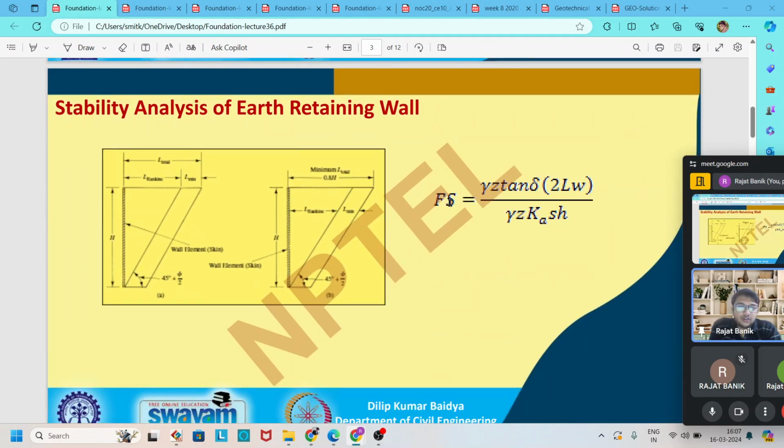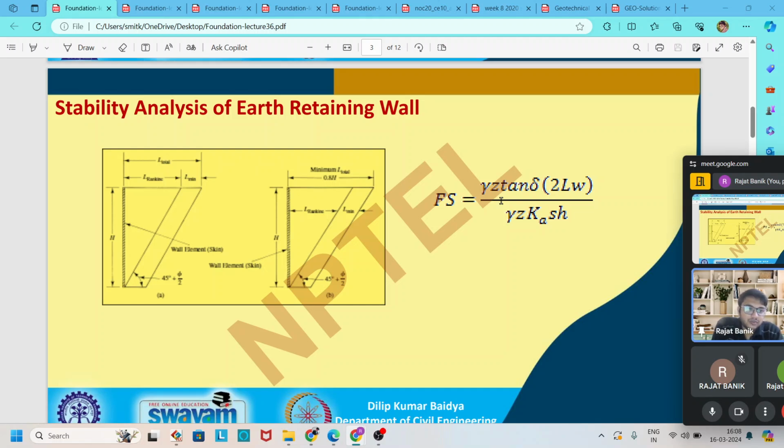So here the factor of safety of this reinforced retaining wall is gamma z tan delta 2 into L into W divided by gamma z K s into h, where gamma is the unit weight of the soil, z is the depth of this retaining wall, tan delta is the friction coefficient of this retaining wall, and L is the reinforcement length of this reinforced earth retaining wall. W is the width, or you can say thickness, of this reinforced material.